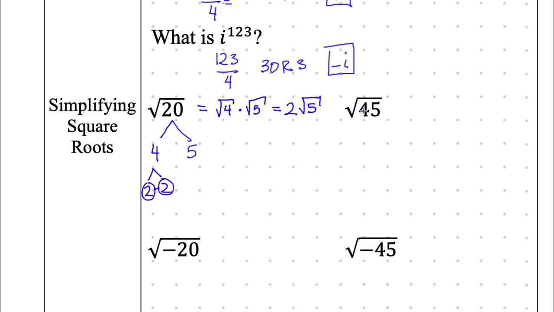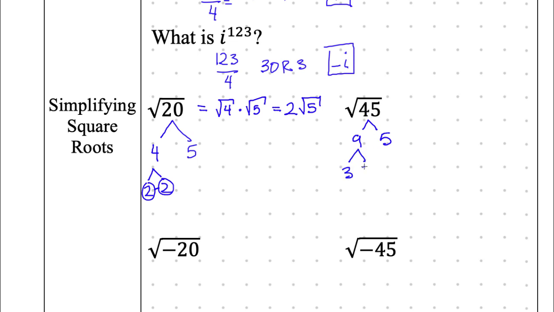So try it again. Go ahead and pause the video. See if you know how to do square root of 45 using the factor tree. All right, so you've unpaused the video now. 45 is 9 times 5. Just one way. You could have done it 3 times 15.